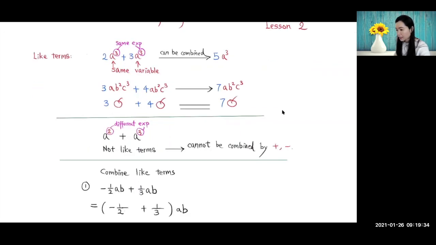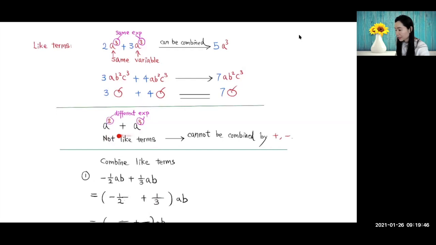Now these two are not like terms, because they have different exponents, right? So you will leave them alone. You cannot combine them by addition or subtraction.